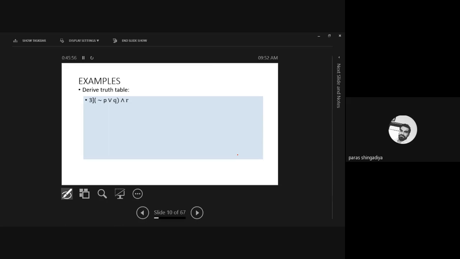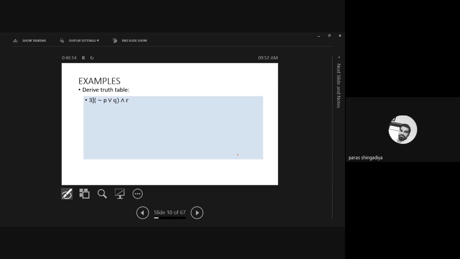There is a three statement now in the picture. Okay, three statements. Let's finish it and then we'll conclude today's session. Negation P and Q and R. So negation P or Q and R. Three statements you have: P, Q and R.